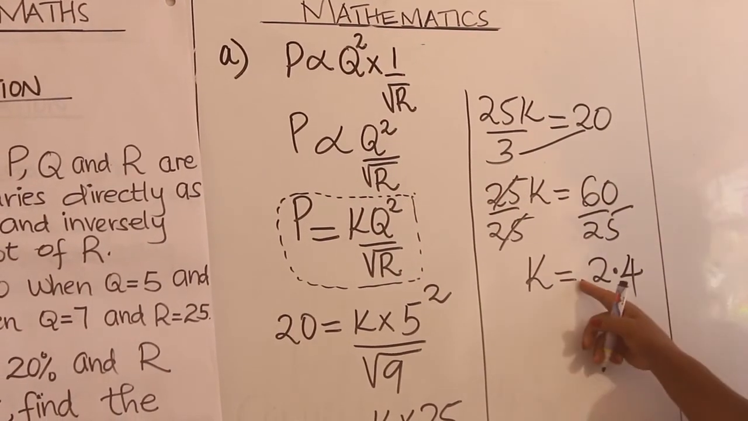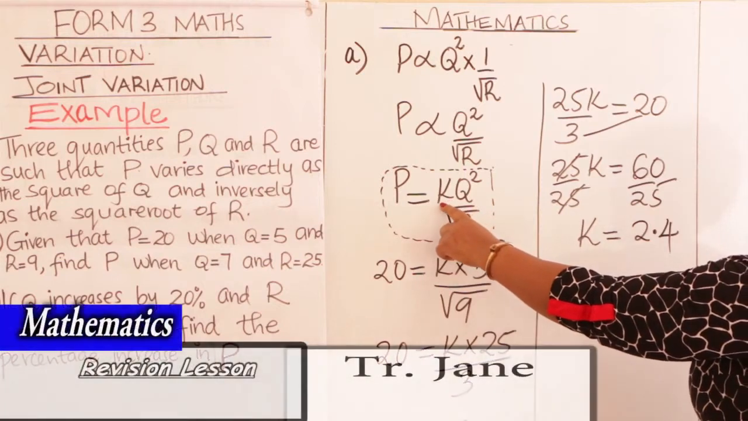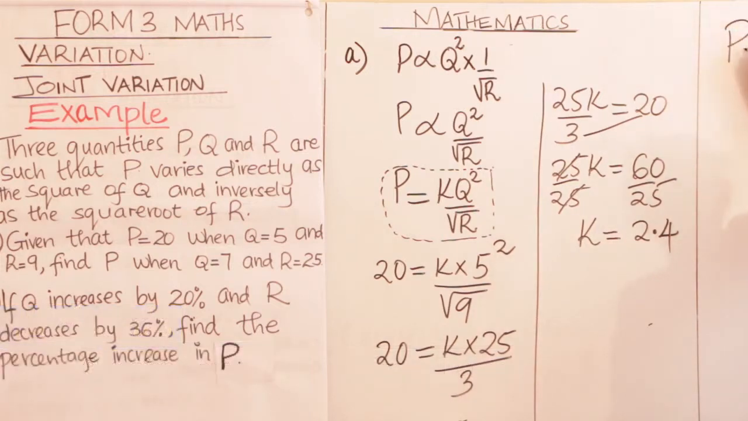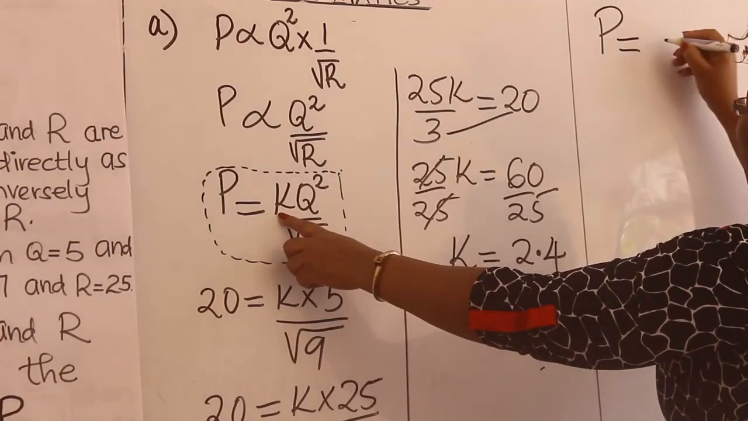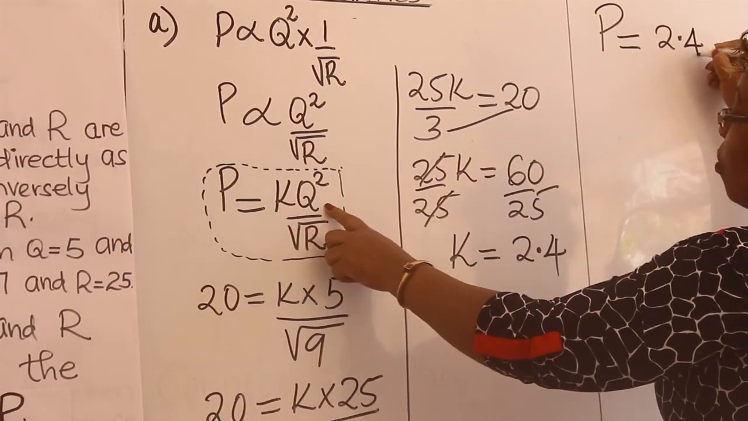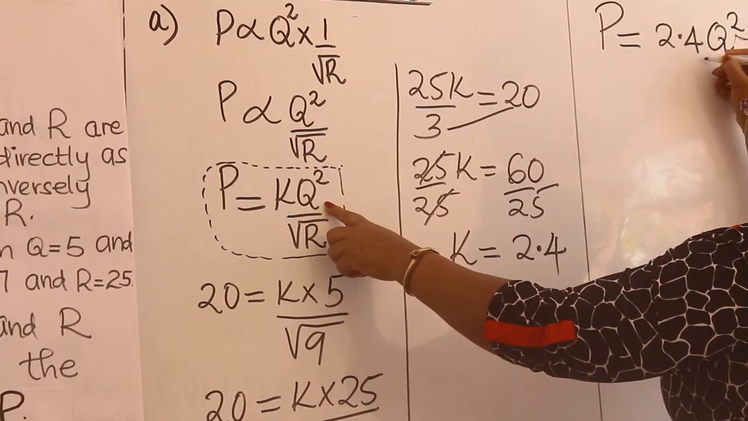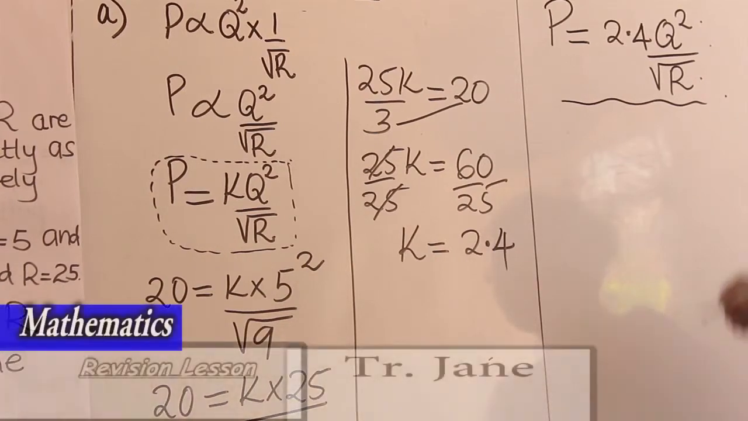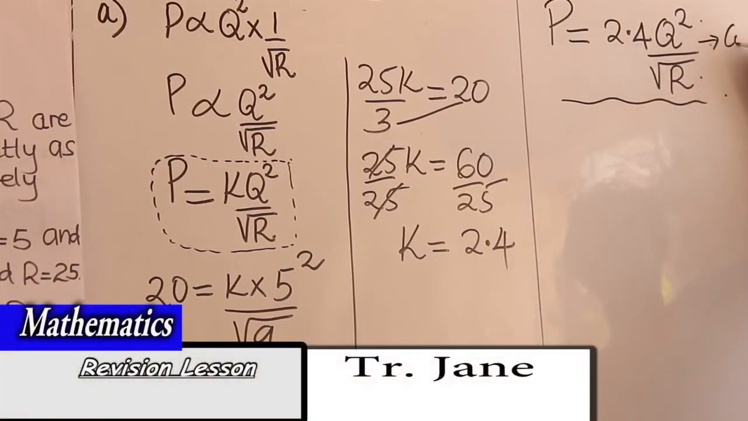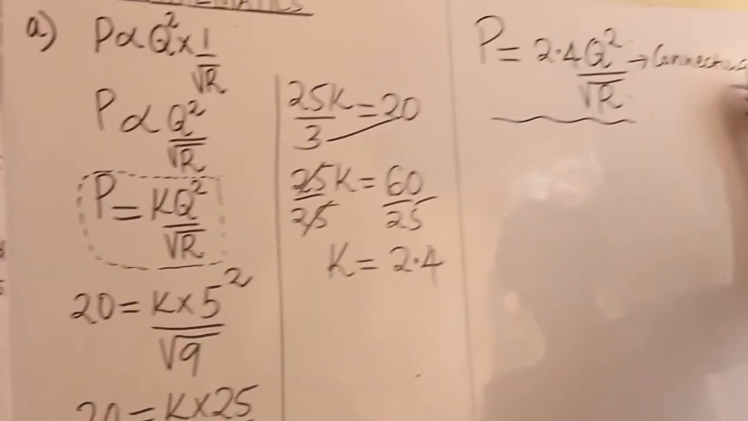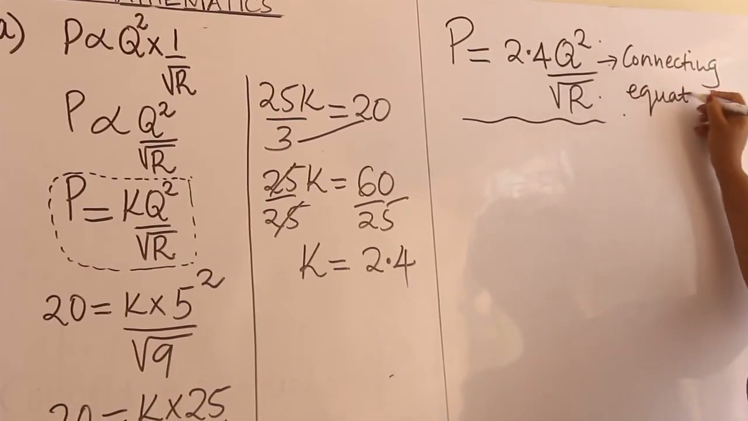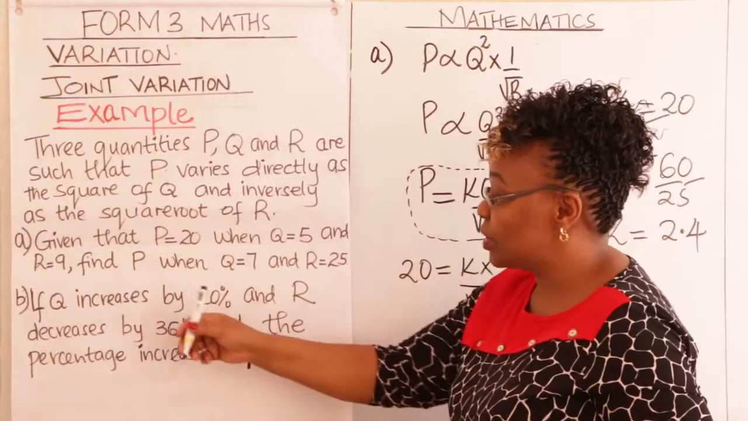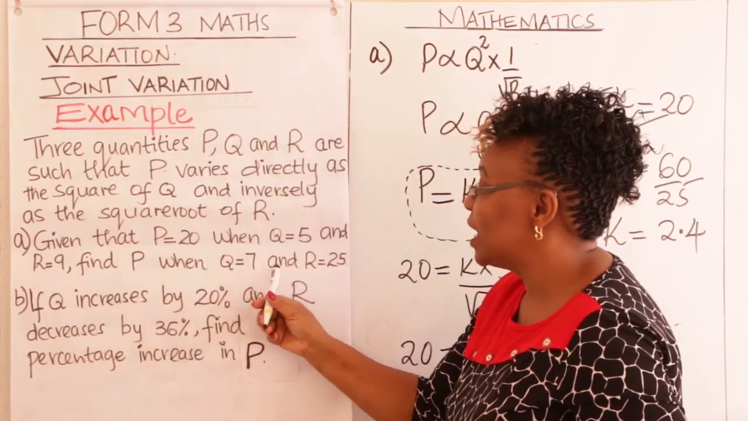So learner, after getting your K, you come and substitute it here to get what we call the connecting equation. And therefore, P, learner, is equal to what? Your K is 2.4, multiplying Q squared, divided by square root of R. And therefore, this is the connecting equation. Then, after getting the connecting equation, you are told, find P when Q is 7 and R is 25.